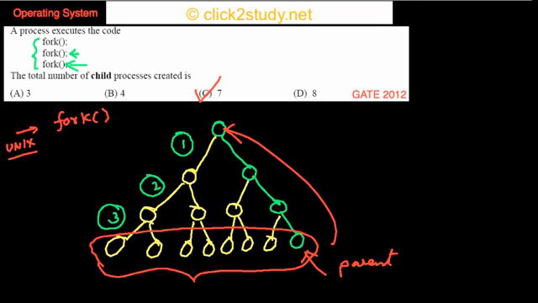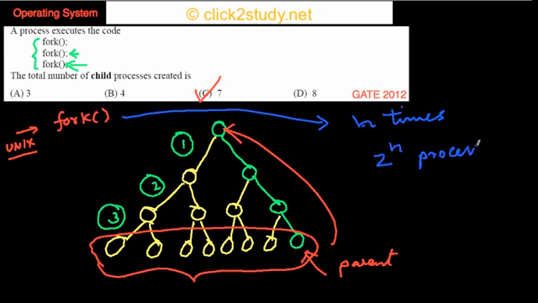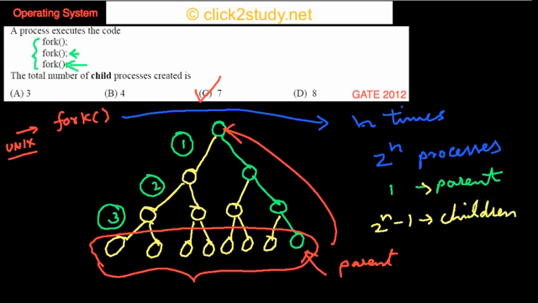And from here you can also get a general formula. Suppose this fork is executed n times. How many processes will there be in total? There will be in total 2 raised to n processes. Out of these, one will be the parent process, the original one, and the remaining 2 raised to n minus 1 will be the child processes, and that's it.